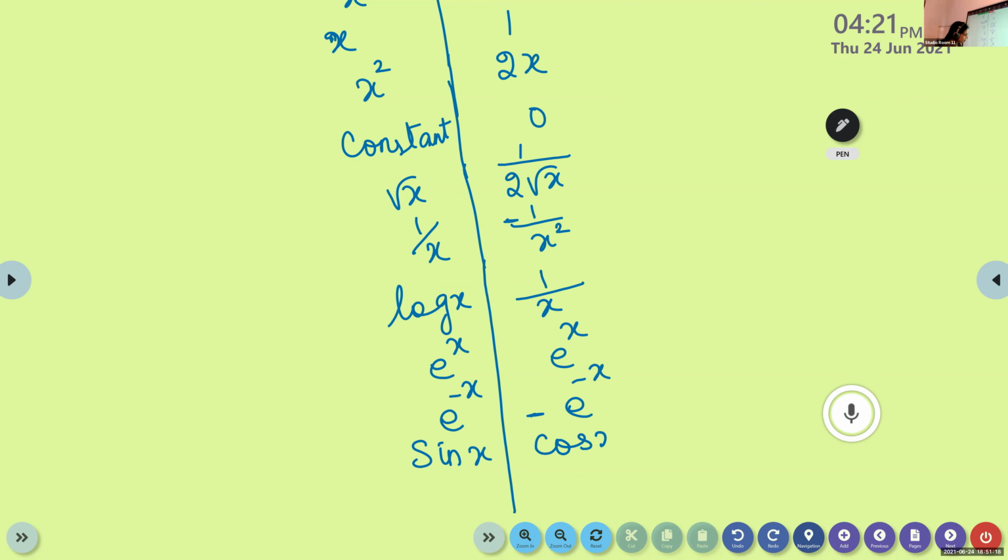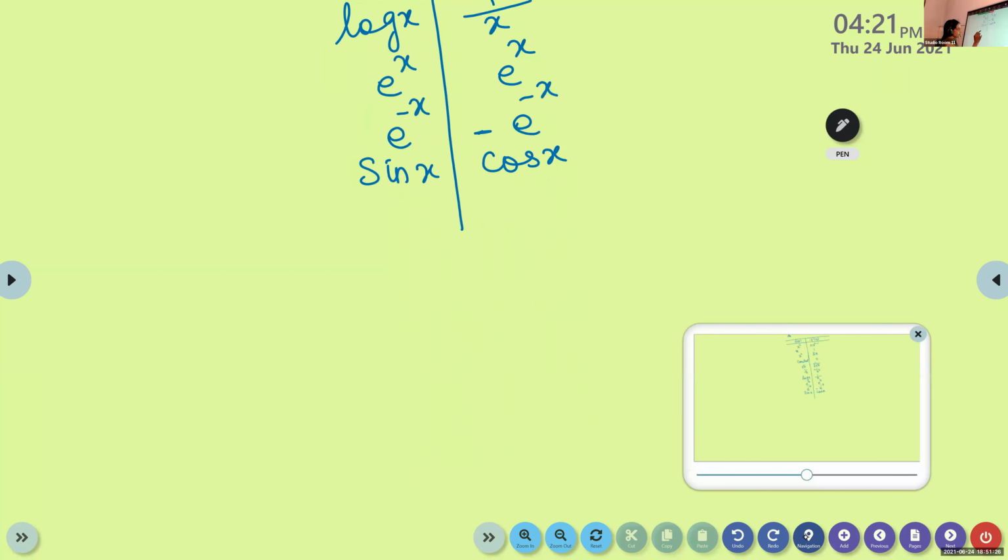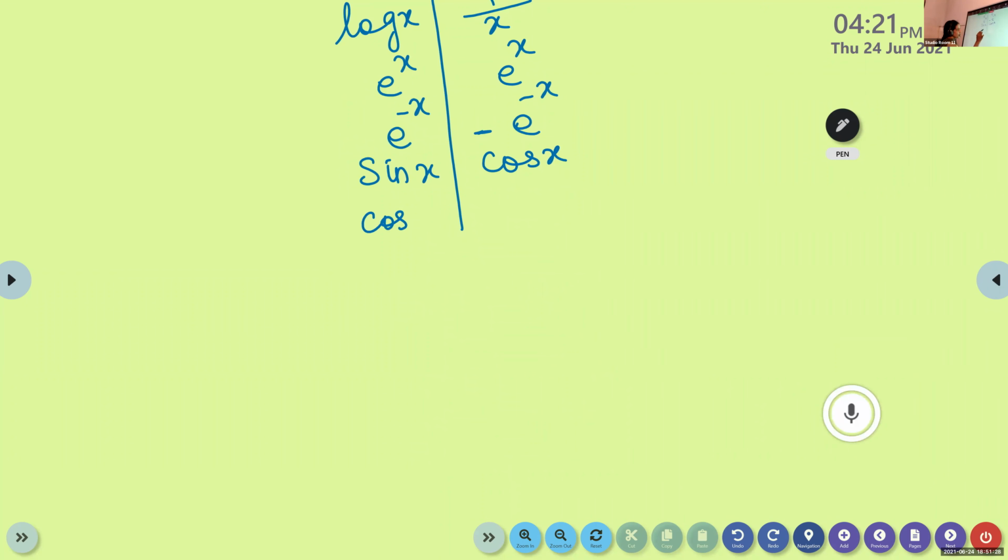Derivative of sin x is cos x. What about the derivative of cos x? It is negative sin x. Derivative of cos x is negative sin x.